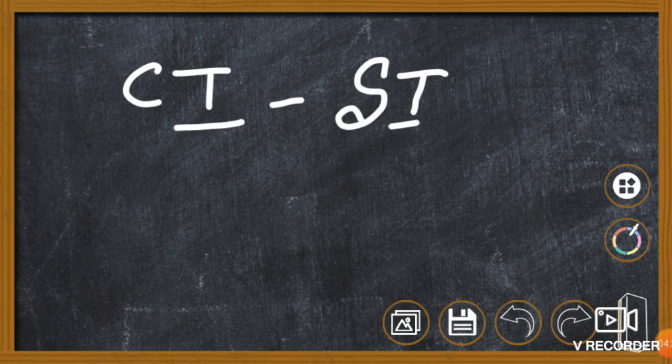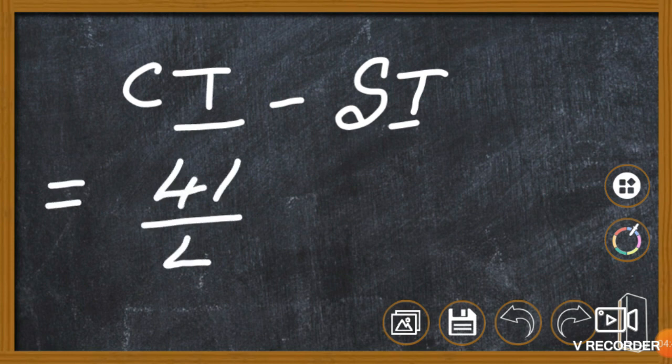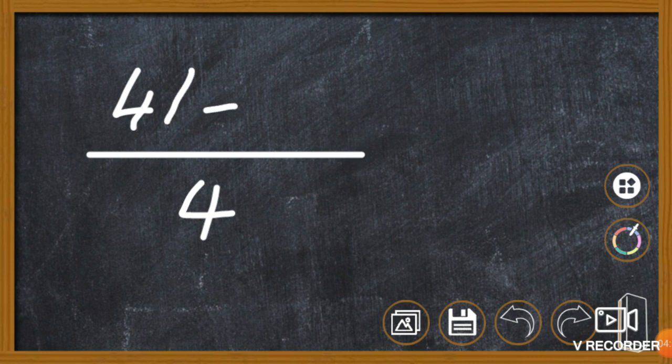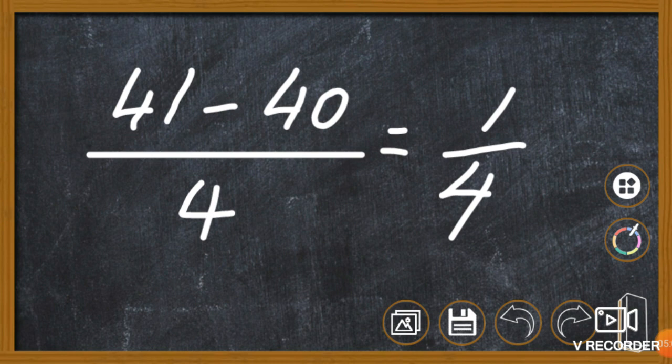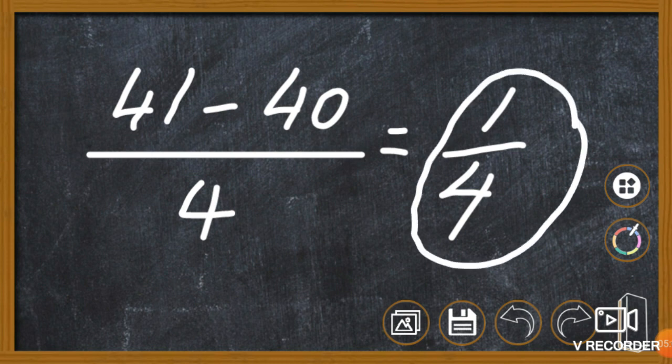It is well known to us that the compound interest will always be more than simple interest. Compound interest is 41 by 4 minus simple interest, which is rupees 10. Again, take the LCM. 4 will be the LCM, and in the numerator it is 41 minus 40, which results as 1 by 4. So for the principal rupees 100, what we have assumed, the difference between the compound interest and simple interest is rupees 1 by 4.